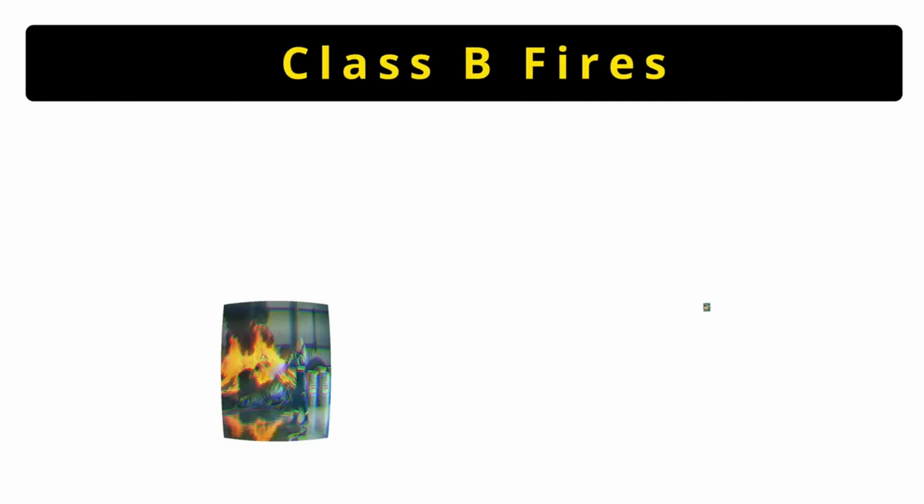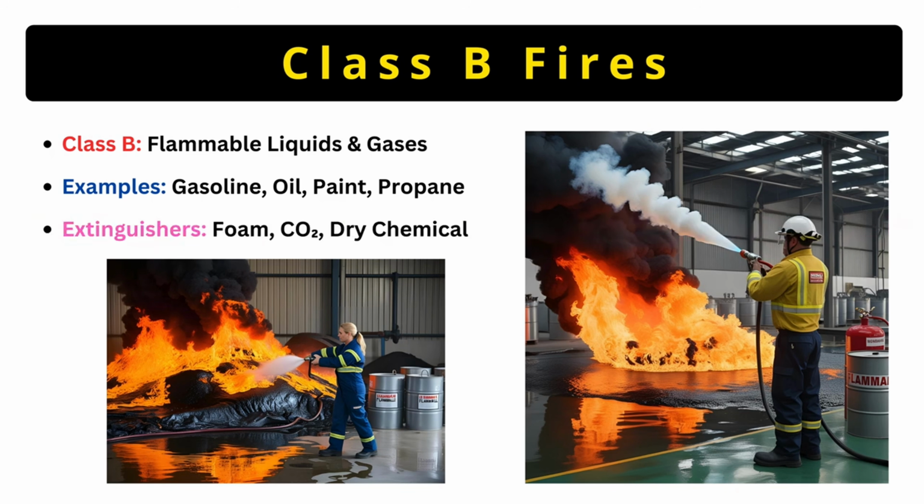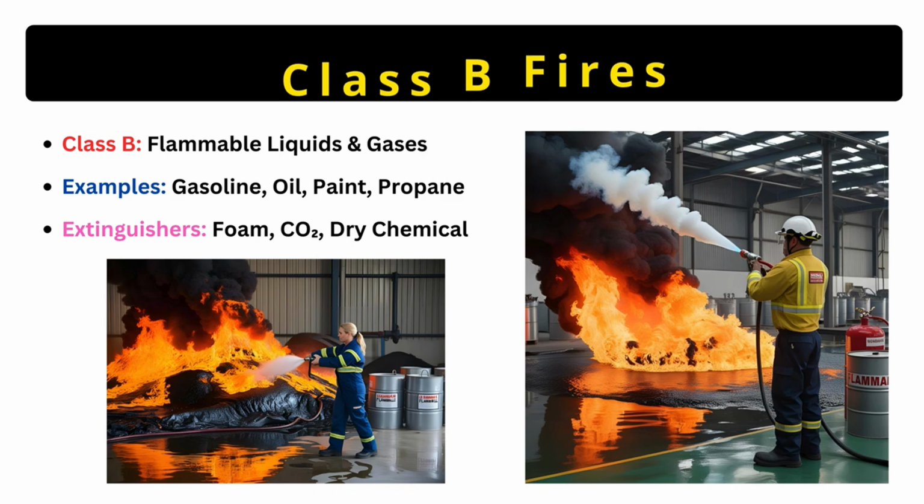Next up, Class B fires. These involve flammable liquids and gases. Think gasoline, oil, paint, or propane. Water won't work here. In fact, it can spread the fire. Instead, you need foam, CO2, or dry chemical extinguishers which smother the flames by cutting off oxygen. Remember, never use water on a grease fire in the kitchen. That's a Class B hazard.